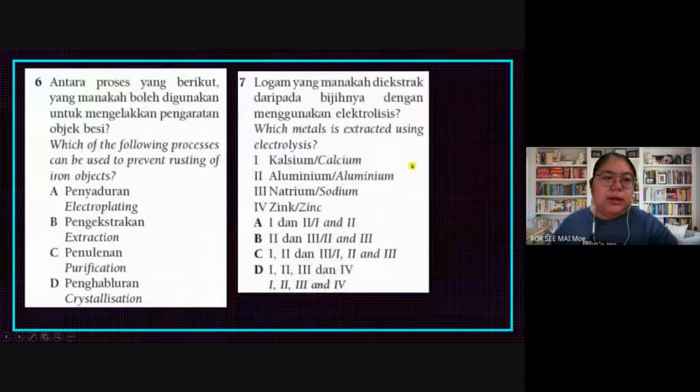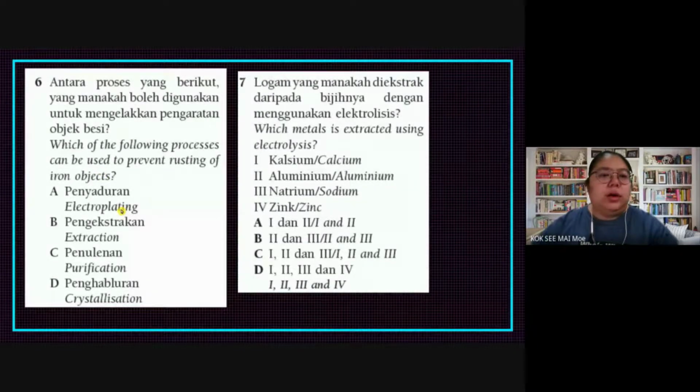Number 6, which of the following processes can be used to prevent rusting? We're using electroplating. Correct. Number 7, which metals are extracted using electrolysis? Extraction, the top 5, more reactive. Choose which one is the top 5. The answer should be C: calcium, aluminium and sodium. Those are the top 5, so they're extracted using electrolysis.